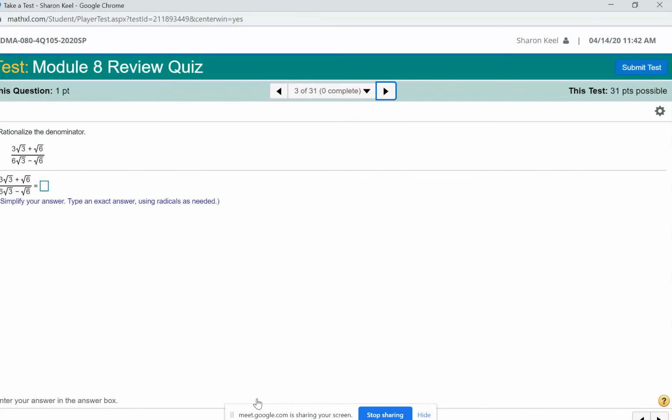Okay, rationalize the denominator. This is the only one that I feel like is the complicated rationalizing. It's not hard, it's just tedious. So let me get this one written down.